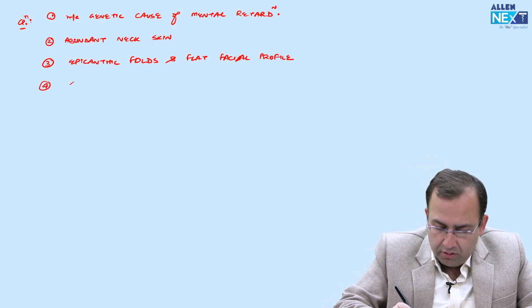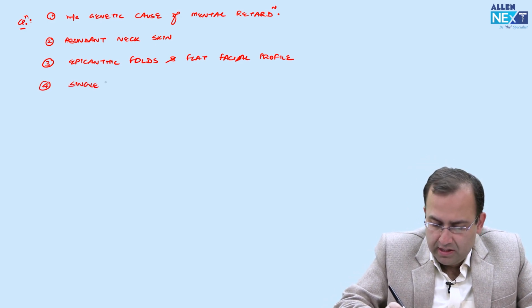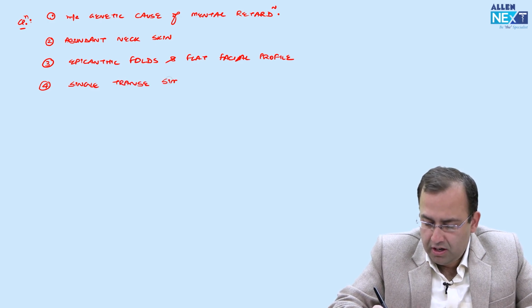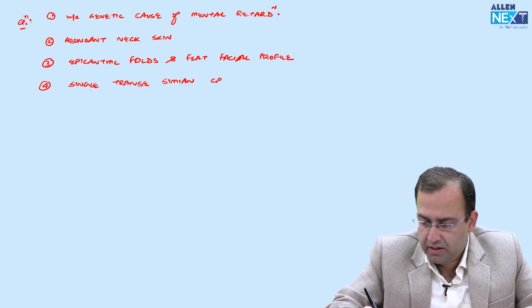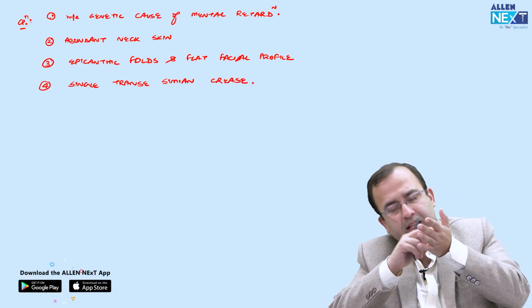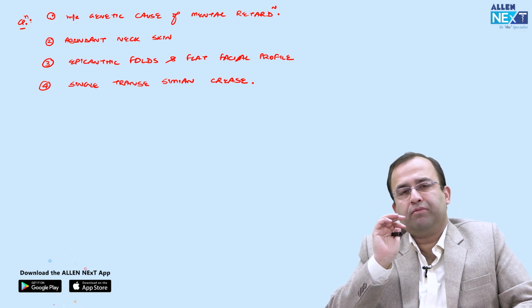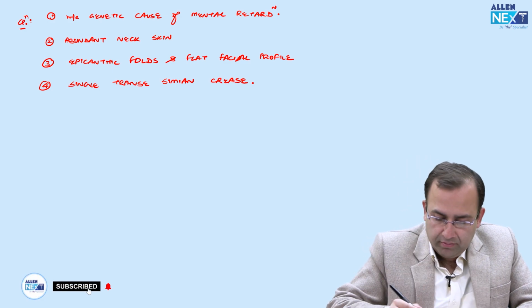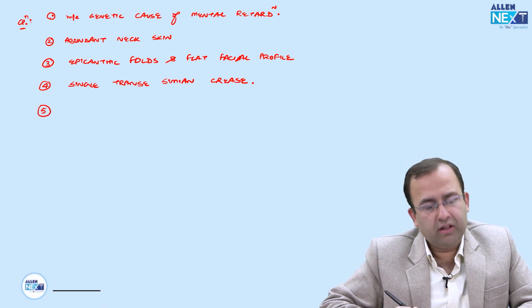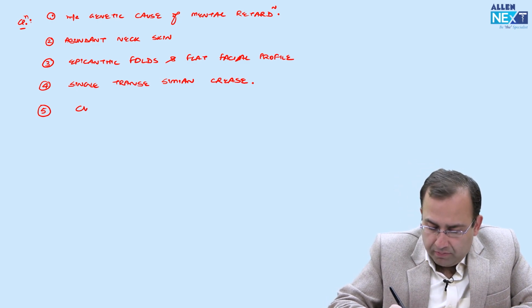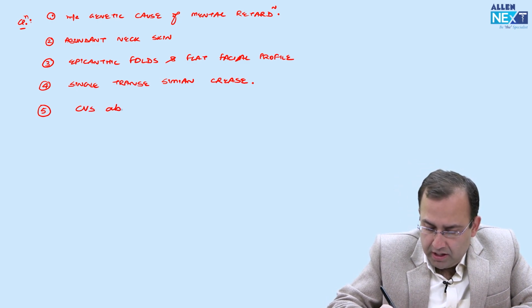Next, it is also associated with single transverse simian crease. Our hands, we have multiple lines. Down syndrome is associated with single transverse simian crease. These 2-3 points are given in the question itself. What the question asks now are the other features of Downs.